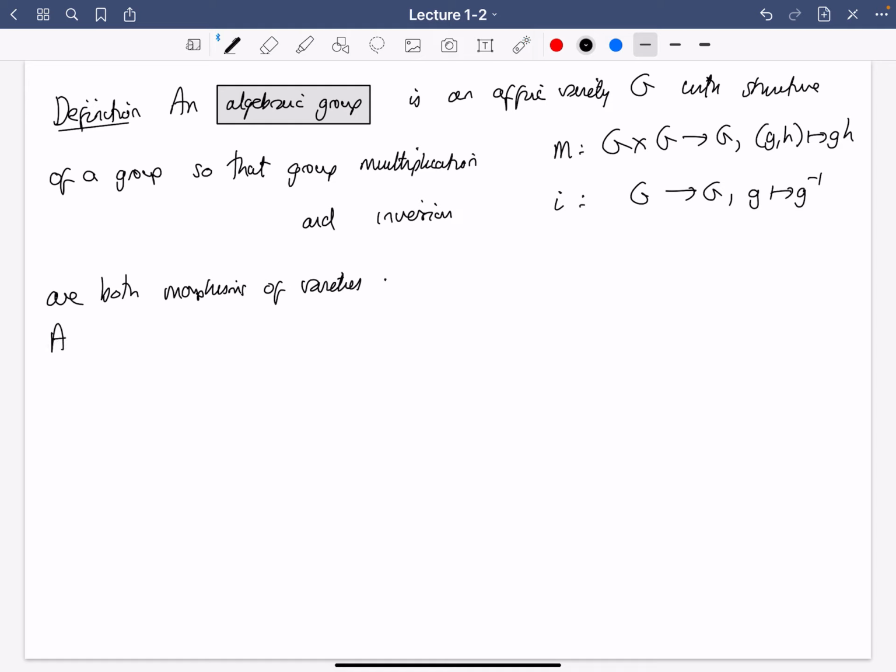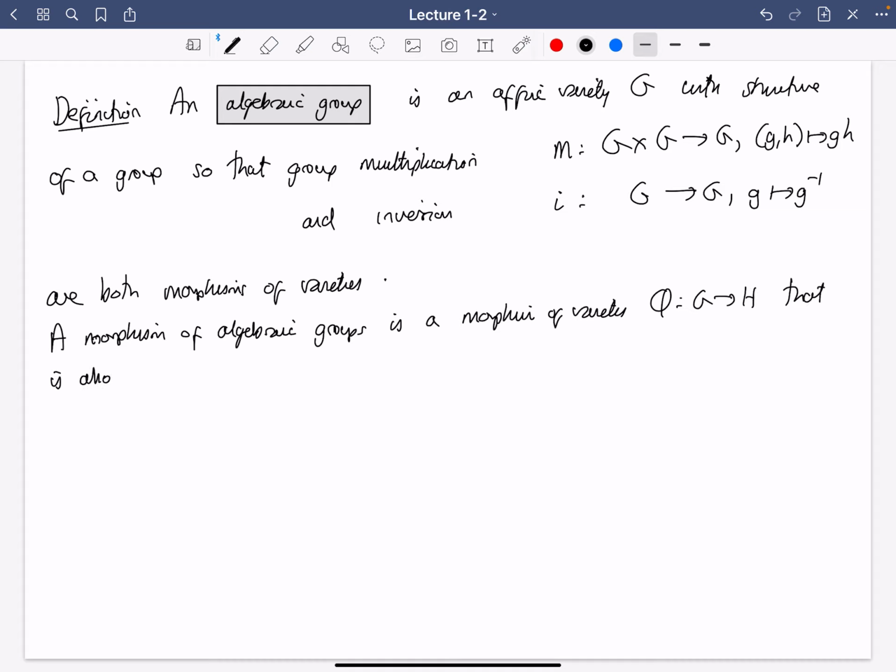Okay, that's the definition of an algebraic group. At the same time, how about we define a morphism of algebraic groups? Probably obvious to you what that should be. A morphism of algebraic groups is a morphism of varieties phi from G to H that is also a group homomorphism. Everything we're doing, we're being consistent with the two different structures, the group structure and the variety structure.